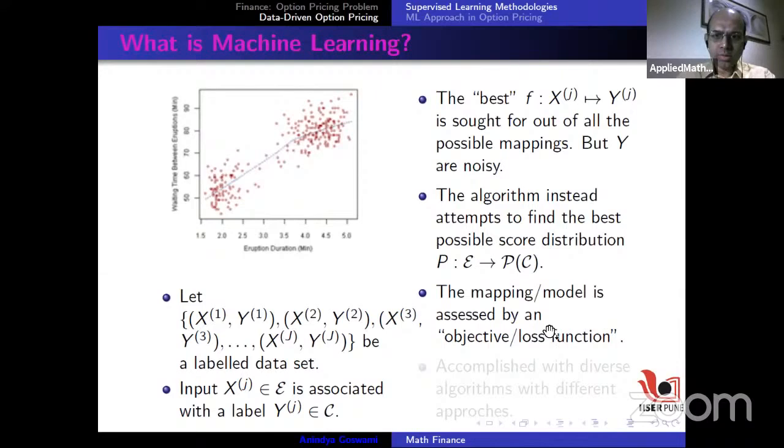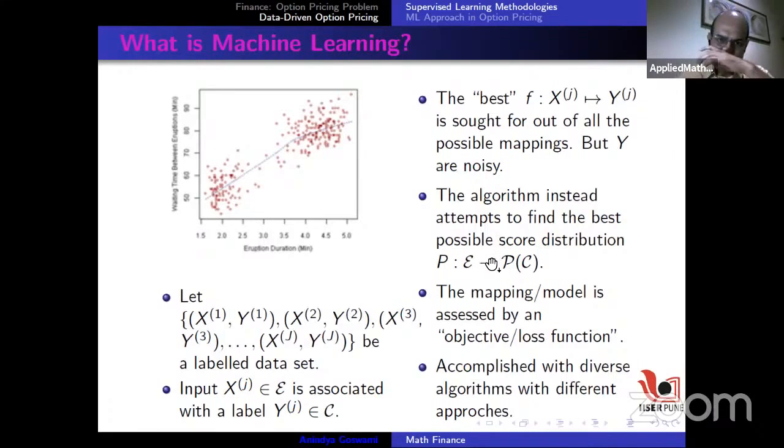So the mapping or model is assessed by an objective or loss function. In that, the cross entropy loss function is a very popular choice. Of course, there are a few others, but that is also a very popular choice. How you are going to optimize your loss function, there could be many different algorithms, many different ways it can be done. It depends on the architecture, etc.